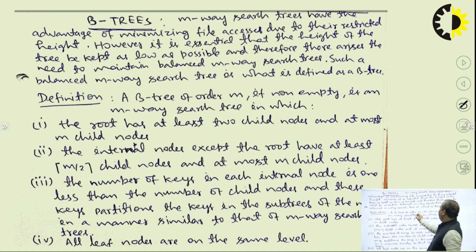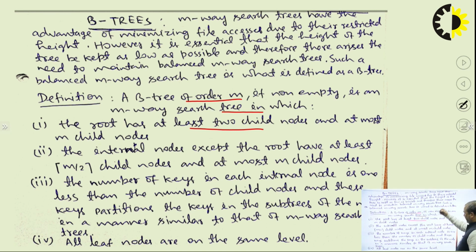Say a B tree of order M, right? If it is non-empty, then this will be an M-way search tree, and these are all some properties. The root has at least 2 child nodes and at most M child nodes.